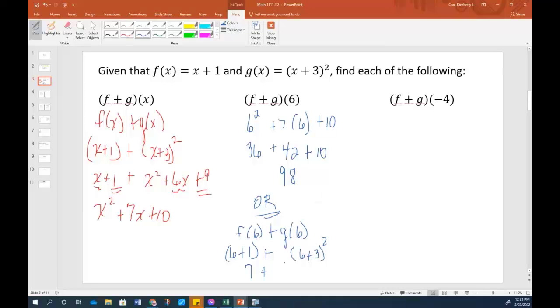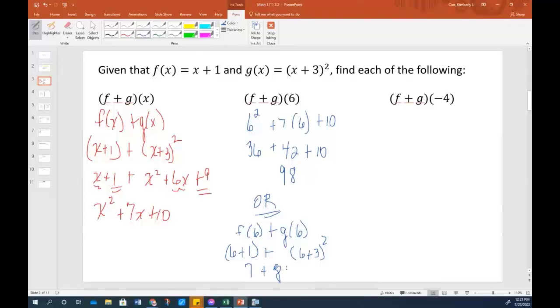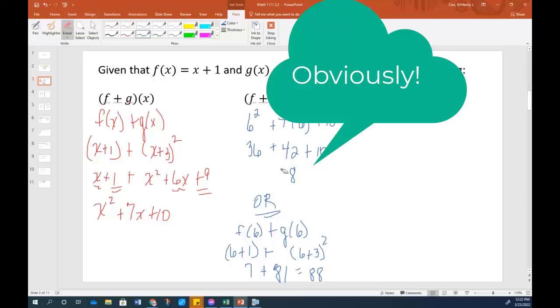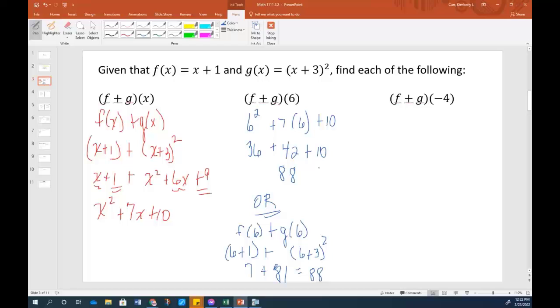So did I add wrong up there? Because this is going to come out the same both ways. That I did. 78, 88, obviously 88, not 98. Some of you may have noticed I struggle with this online writing. So we get 88 both ways.